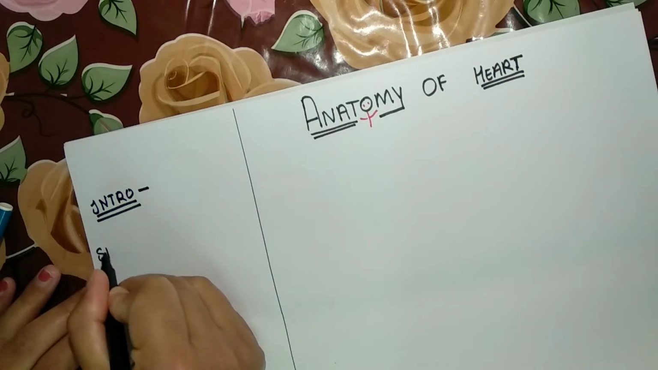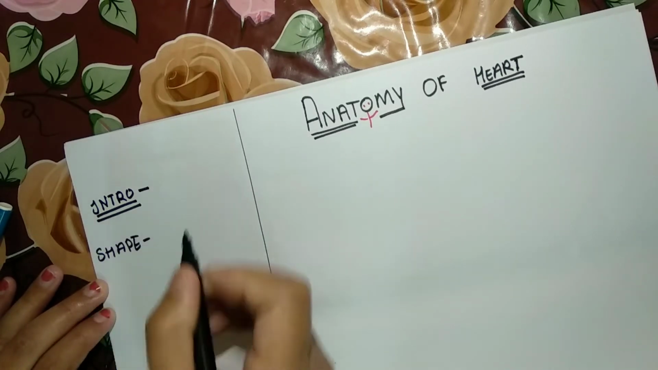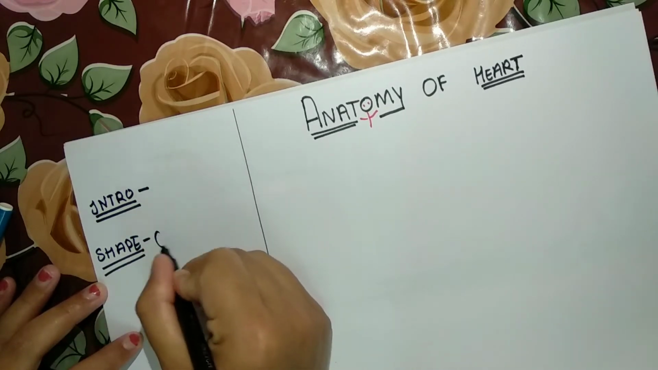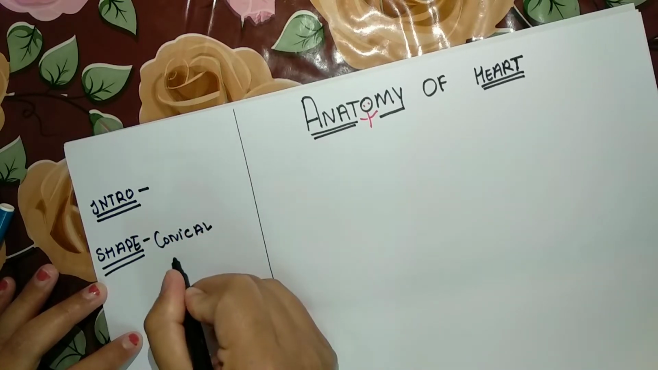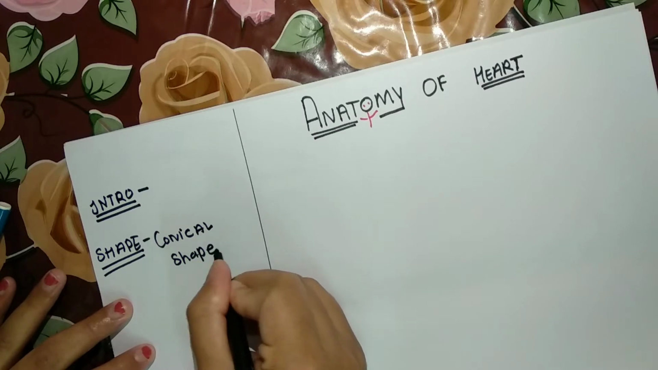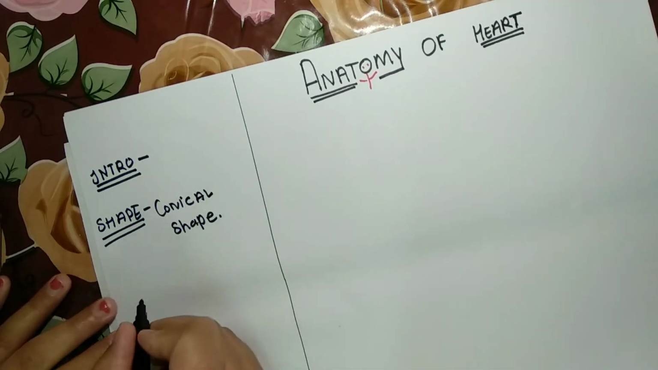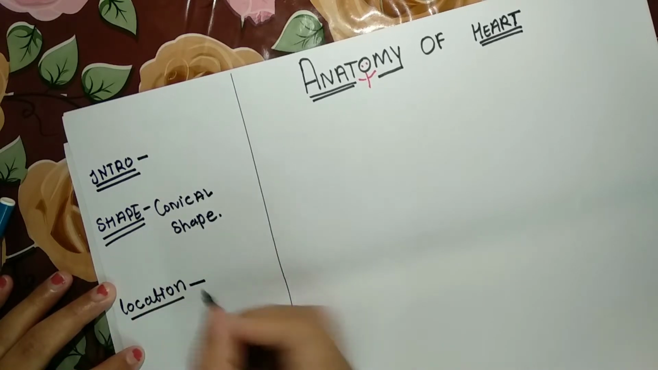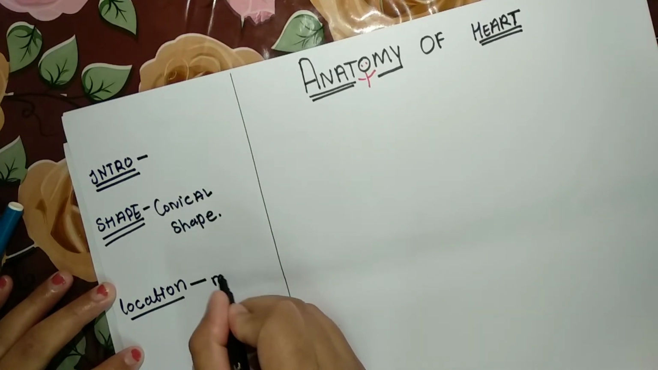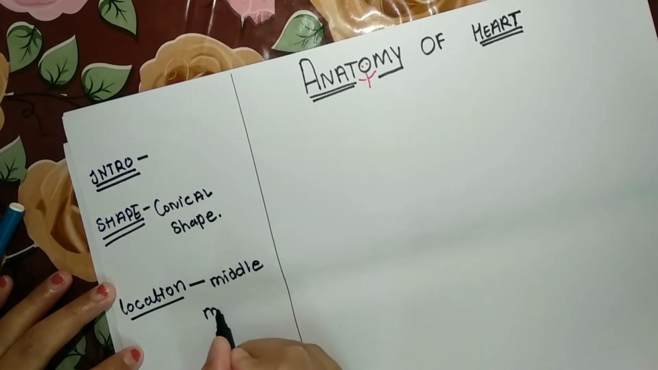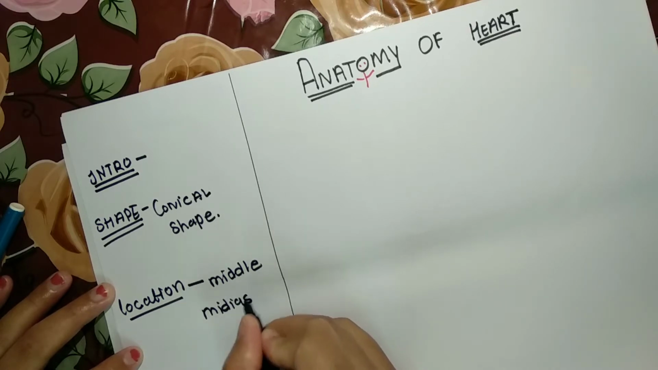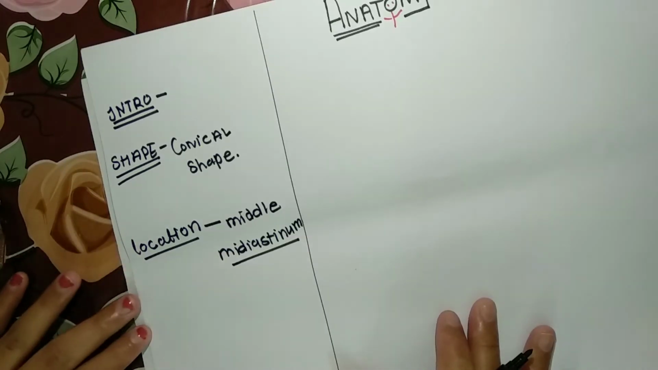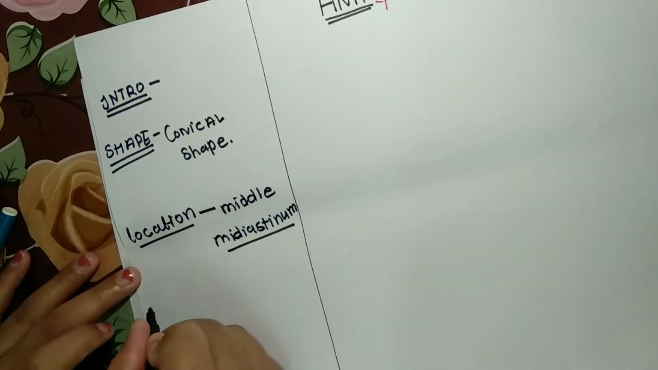Shape of the heart. The shape of the heart is conical. And the location of the heart, where it is present. It is present in the middle mediastinum.